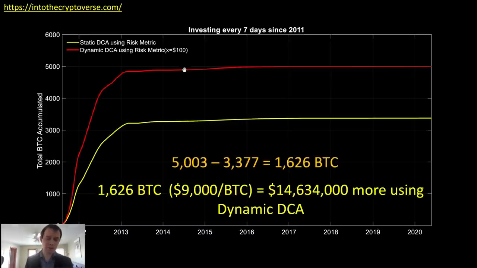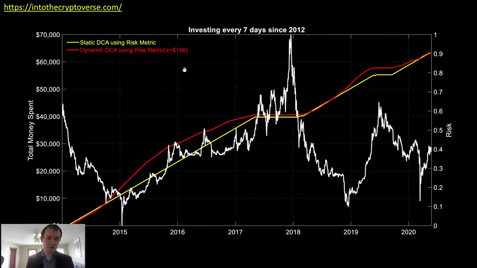In this case, you would have accumulated 1,626 more Bitcoin. So $14,633,000 more in value at today's prices, despite the fact that you would have put in the same amount of money, around $95,000, $96,000. Now we're going to start going through each year.